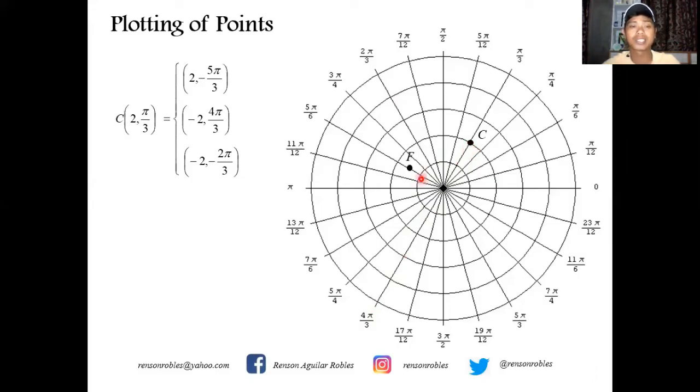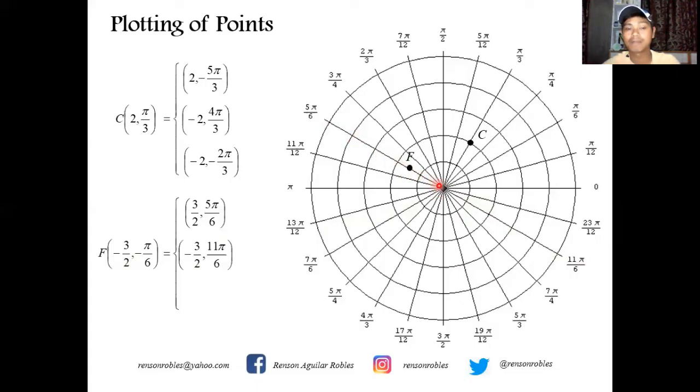Next, let us consider point F. Point F is located at negative 3 halves, negative pi over 6. Again, this is your negative pi over 6, or 11 pi over 6. So point F can be named 3 halves, 5 pi over 6. Obviously, both are positive: 3 halves, 5 pi over 6.